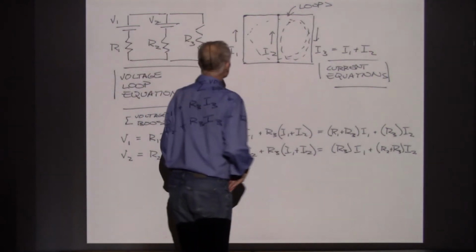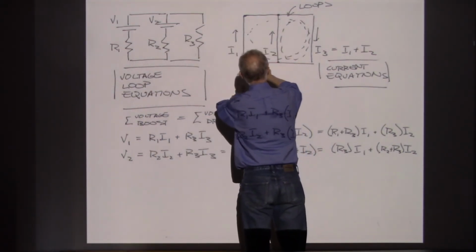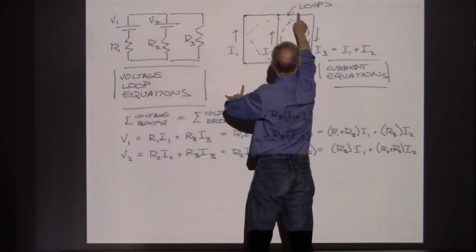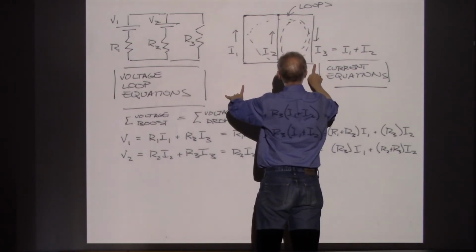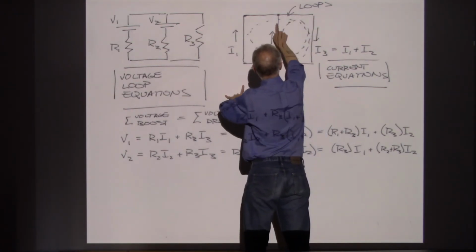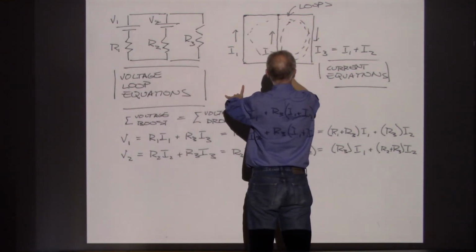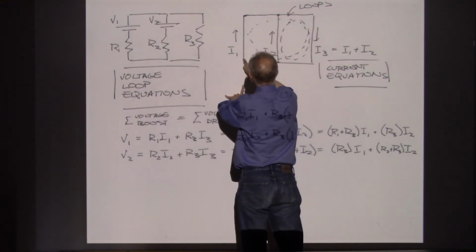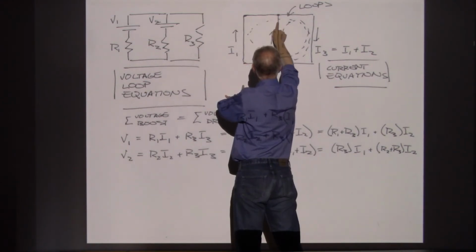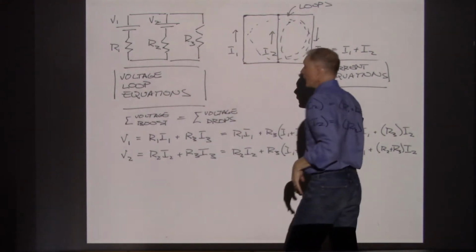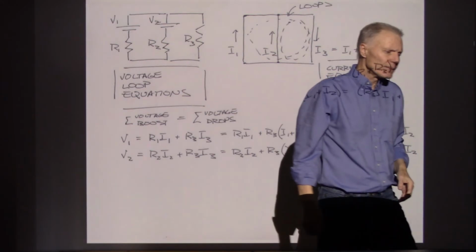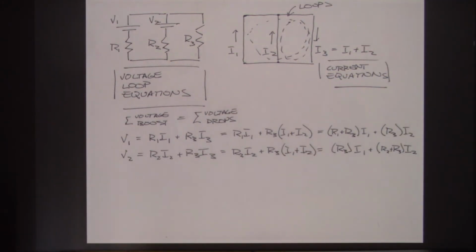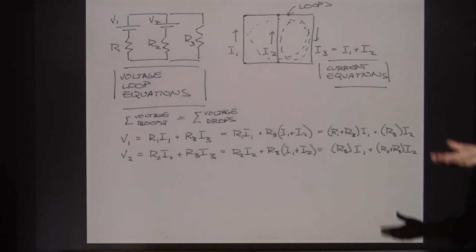Now, what loops could we imagine using? Let's see. There is a loop that goes all the way around the outside. There's another loop that goes through the middle and goes around the outside. There's also a loop that goes around the left side and back through the middle. Any of those loops would work. Now, the way I'm going to decide which loops to use, I want to use whatever loops make the problem the easiest for me.